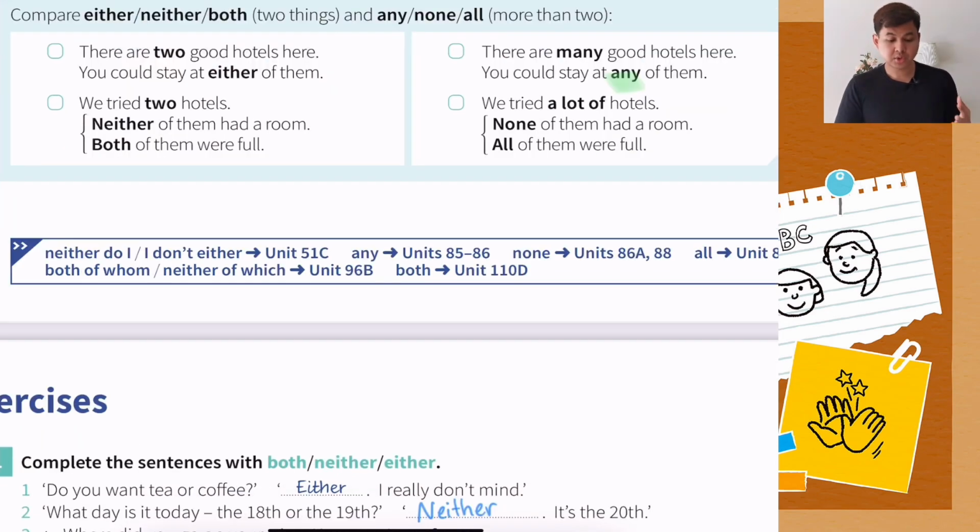We tried two hotels. Neither of them had a room. Both of them were full. And then on the right side we have, we tried a lot of hotels, more than two. None of them had a room, or all of them were full. You see the difference between either, neither, both for two things, and any, none, all for more than two things.